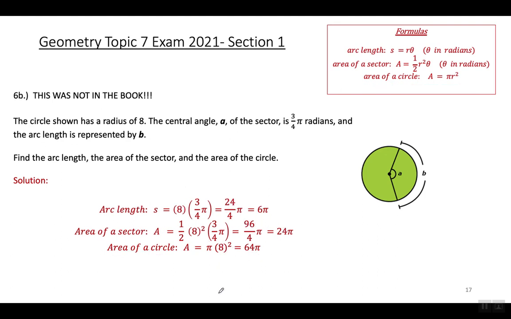All right, I have 3 other examples here that you need to look at. It's the same thing. All I'm doing is changing either what the radius is or changing what the measure of the central angle is for all of them. All right, so make sure you look at that.